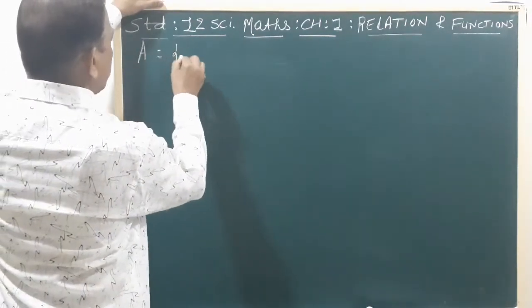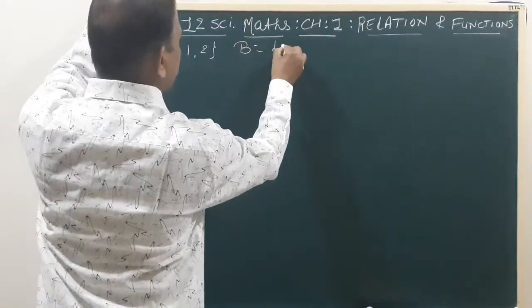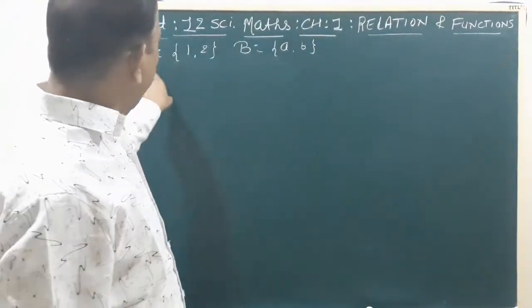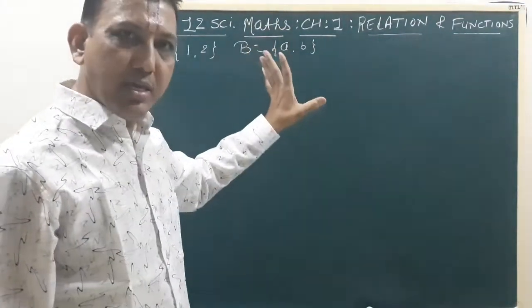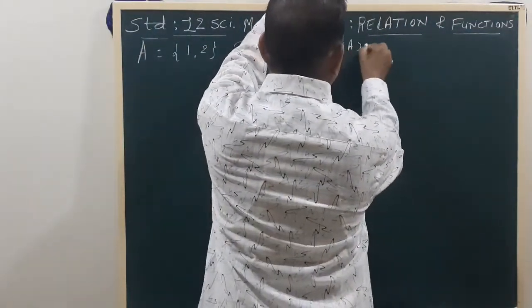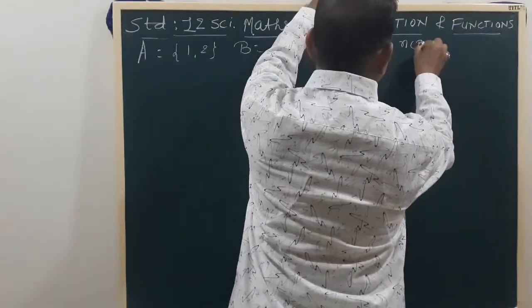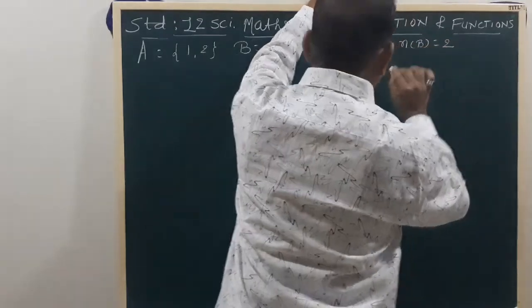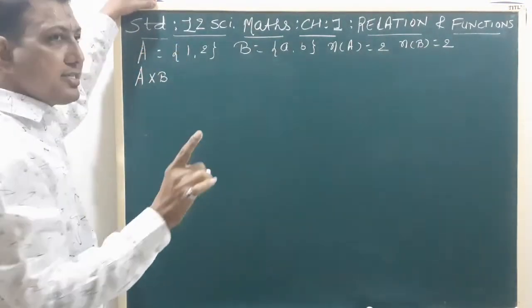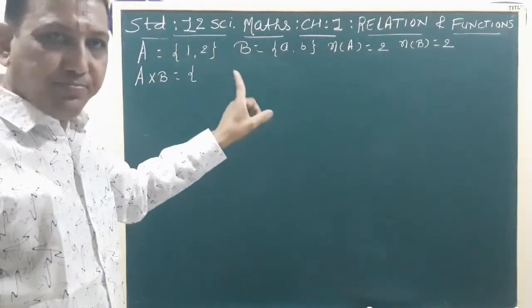Suppose A equals {1, 2} and B equals another set {a, b}. Here we have a total of 2 sets. A equals {1, 2}, B equals {a, b}. Number of elements in A equals 2. Number of elements in B is also 2. Right? Now we find A cross B. It is called the Cartesian product, or cross product. You have also studied it in 9th standard.